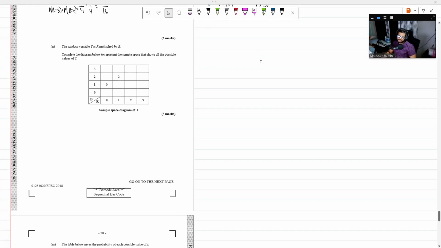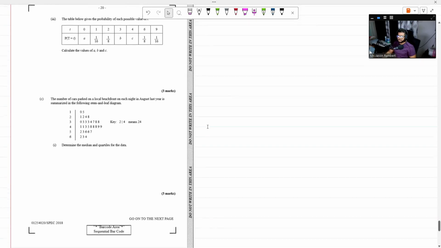A random variable T is R multiplied by B. Complete the table below. All right, so red by blue. 0, 0, 0. 1 by 0, 0, 1, 3, 0, 0. 2 by 1 is 2, 3 by 1 is 3. 2 twos are 4, 3 twos are 6, 3 threes are 9. Just completed.